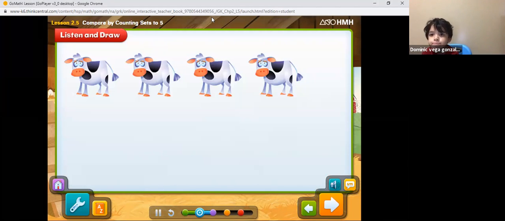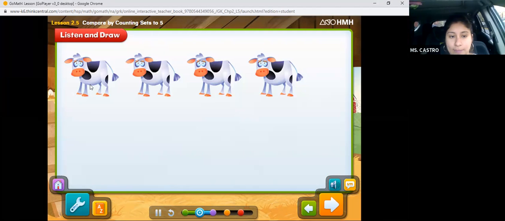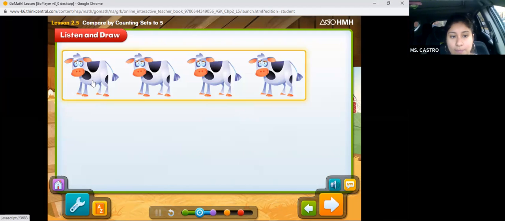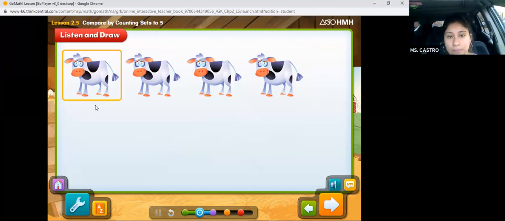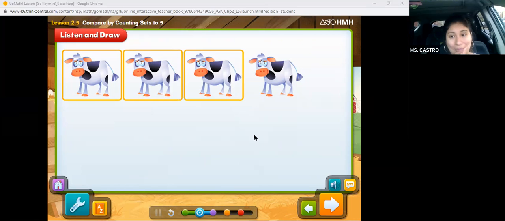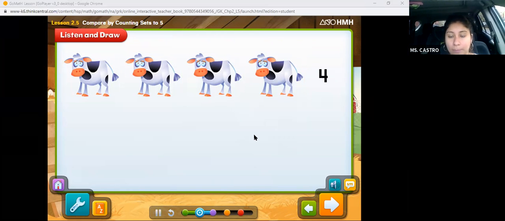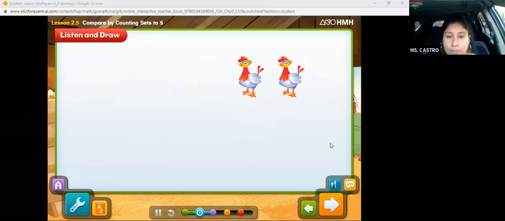Let's compare the number of animals in two sets. Start by clicking these cows to count them and find out how many are in this first set. 1, 2, 3, 4. Since you counted 4 cows in this set, you can use the number 4 to show the number of cows. Now, try finding out how many animals are in this set of roosters. Click them to start counting.